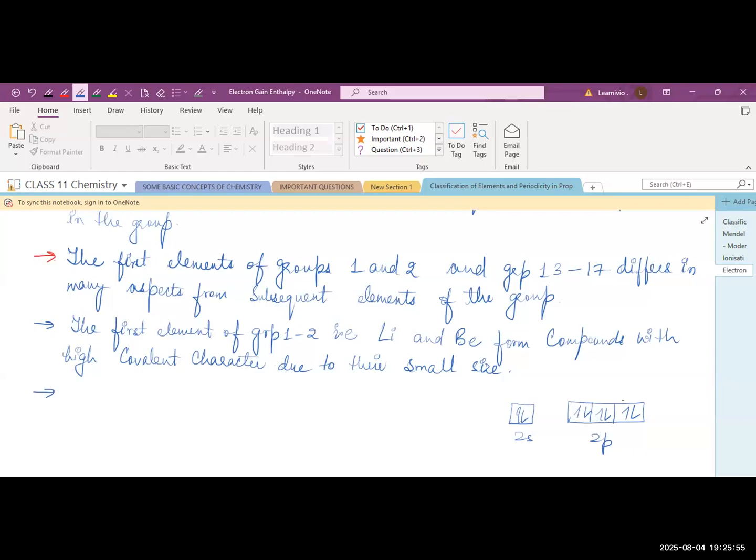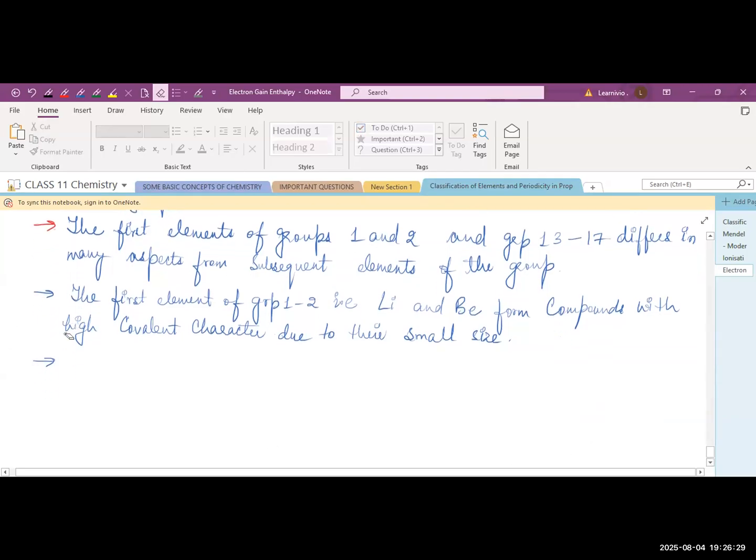Second period elements can accommodate only 8 electrons, right? So they have the tendency to form only 4 bonds, not more than that. But beyond the second period, the elements have the tendency to accommodate more than 8 electrons, hence they can make more than 4 bonds, right? So this is also an exceptional behavior shown by second period elements.